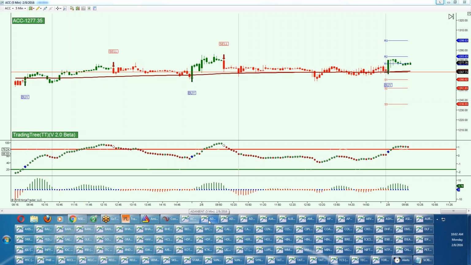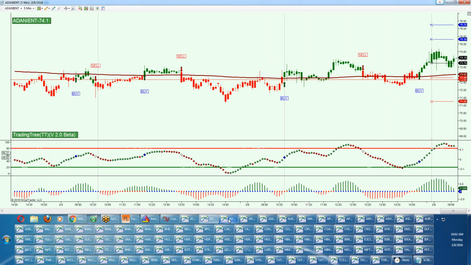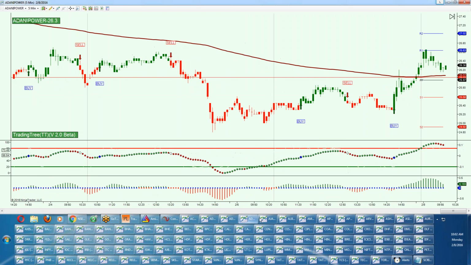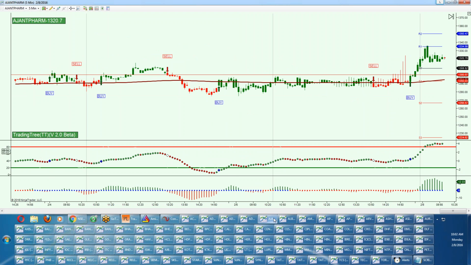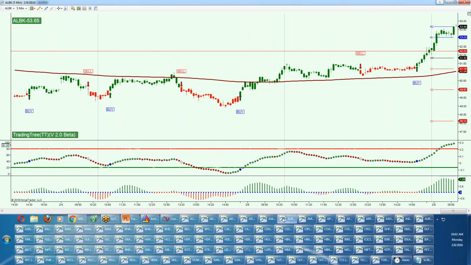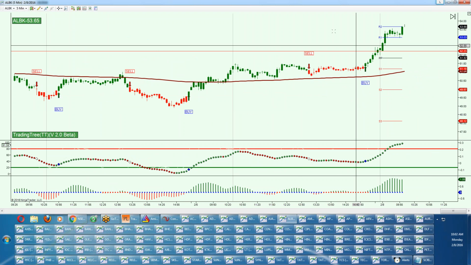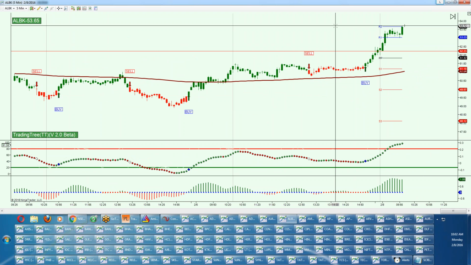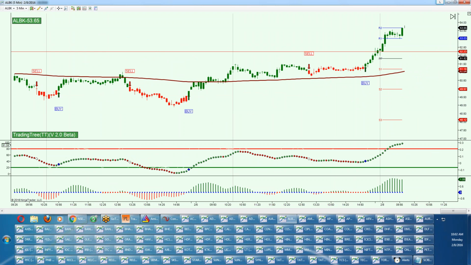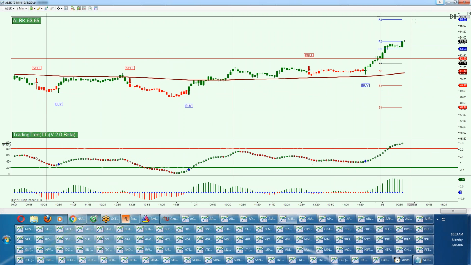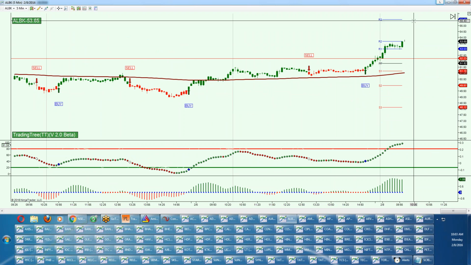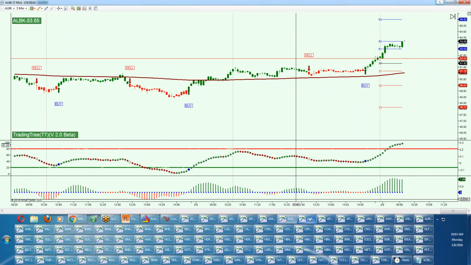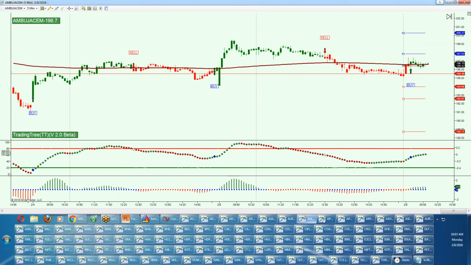ACC, the call has not triggered. These are flat. So ARBK has done its first target. So next target is R3. So you'll have to always book your profit slightly below R1 or R2. So it will be 55.40. Ambuja has not triggered.